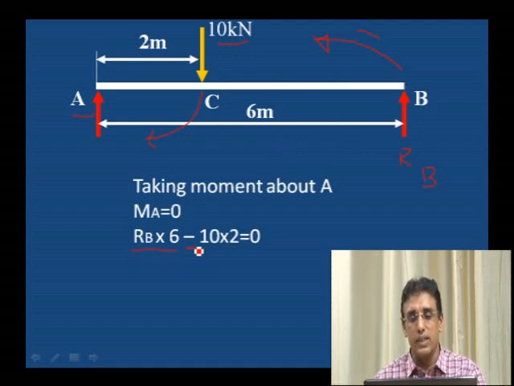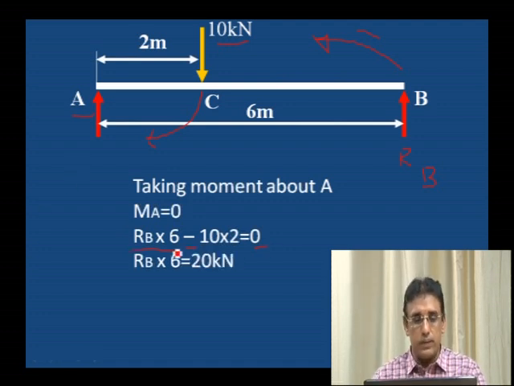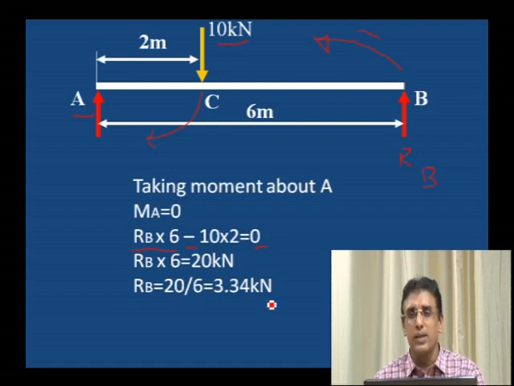Minus, why is it minus? Because it is a clockwise moment. RB into 6 is plus because it is an anti-clockwise moment. 10 into 2 is the clockwise moment, that is negative. RB into 6 minus 10 into 2 must be equal to 0. If we transfer this 10 into 2 to the right hand side, then RB into 6 is equal to 20. Therefore, RB is equal to 20 divided by 6, that is 3.34, the reaction at B.